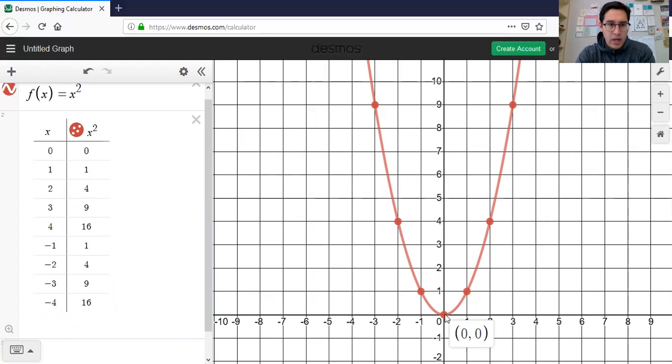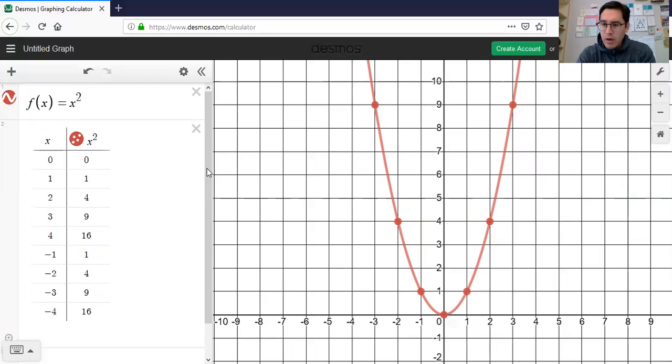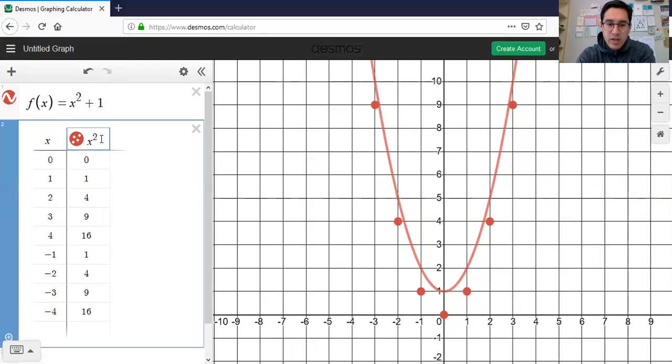All right, so I think what I want to do next is talk about constants. Remember, in a linear function, the constant determines the y-intercept. So let's see if that's the case here. So let's add a constant to this function, x squared plus 1. I'll have to change that in my table of values too. Okay. All right. So what happened there?